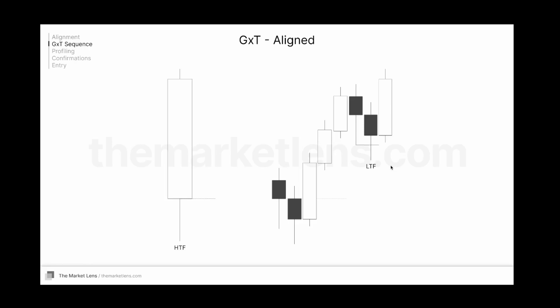So now let's get into GxT aligned. This is simply when the candle has already expanded and there's still open draws on liquidity. So you're still expecting this expansion candle to form, right? So we can say this is a daily candle, 4-hour candle, or something like that, right?